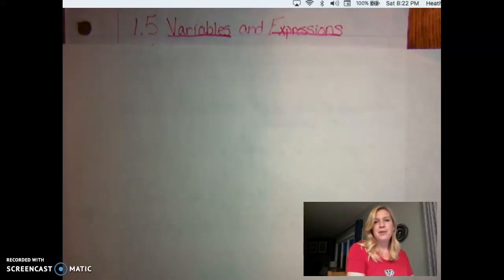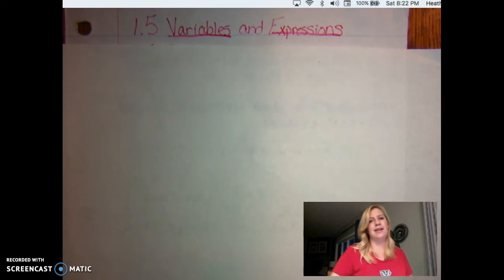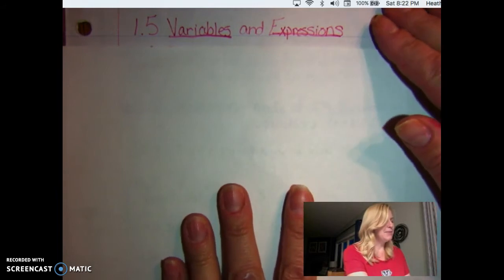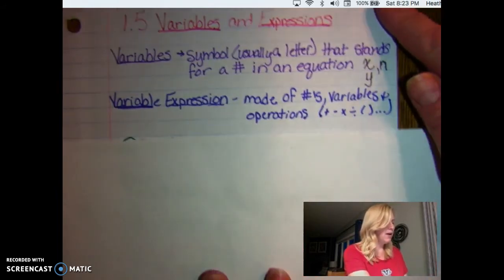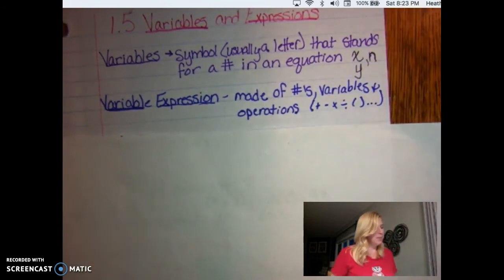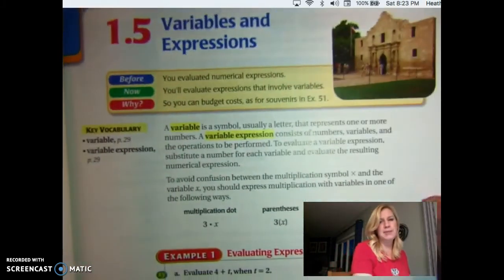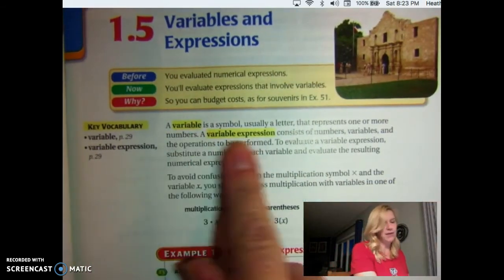We are ready to move on to 1.5, which is variables and expressions. I love this because it is the start of your algebra career, and I find algebra really fun and very interesting. So we are going to go through a couple of our vocabulary words, and I'm going to put the book up here so you can see. Again, I'm taking these right out of your book.